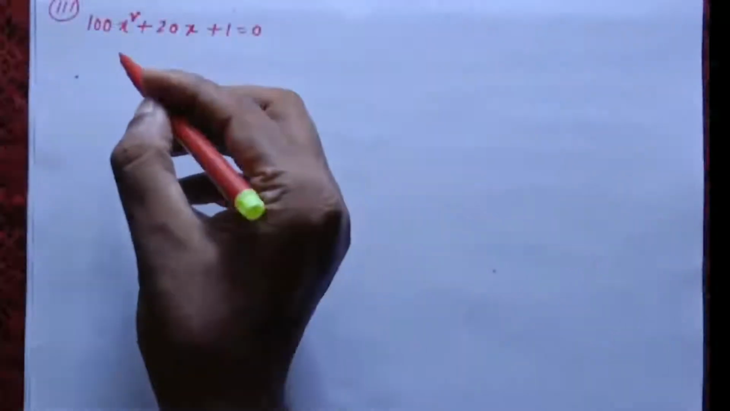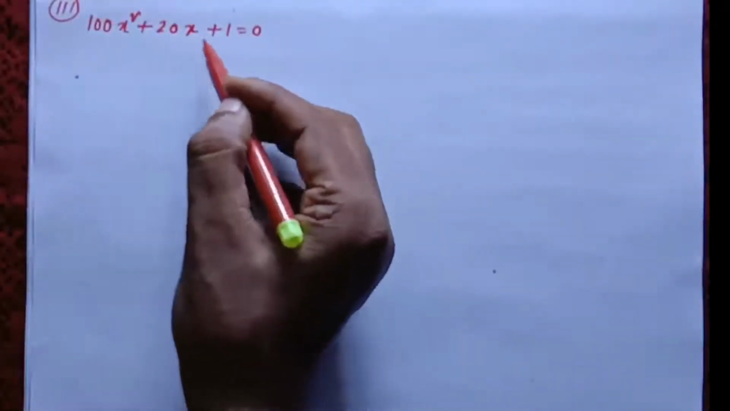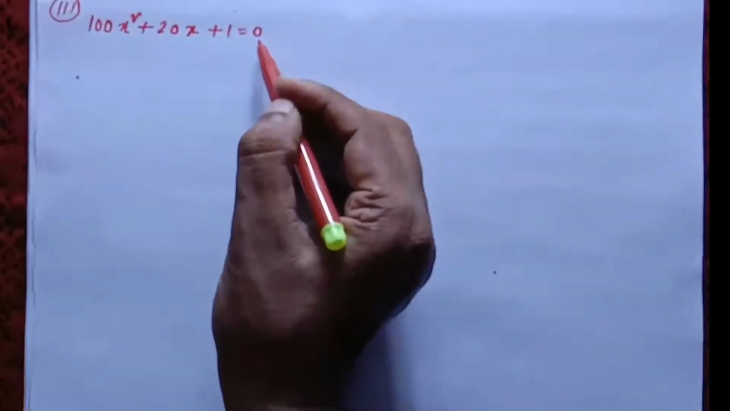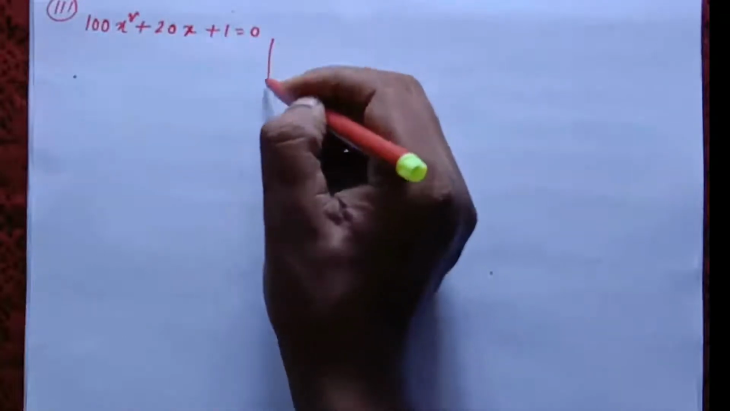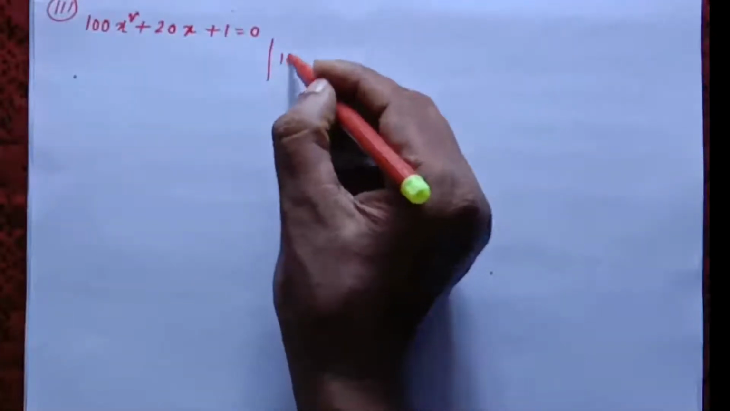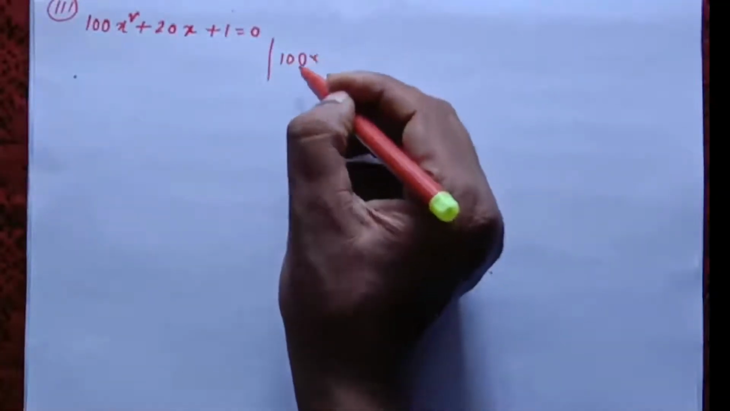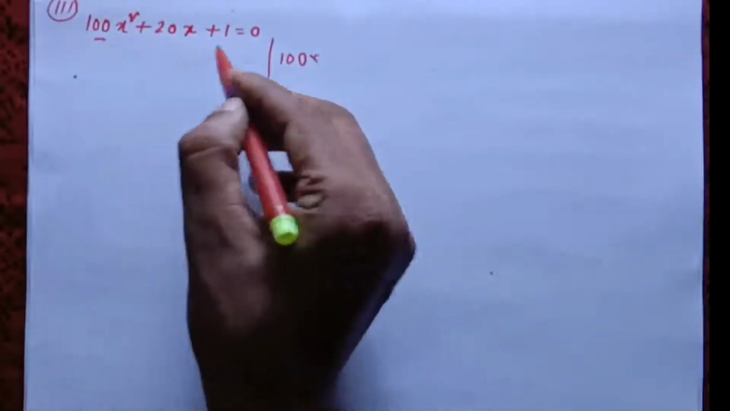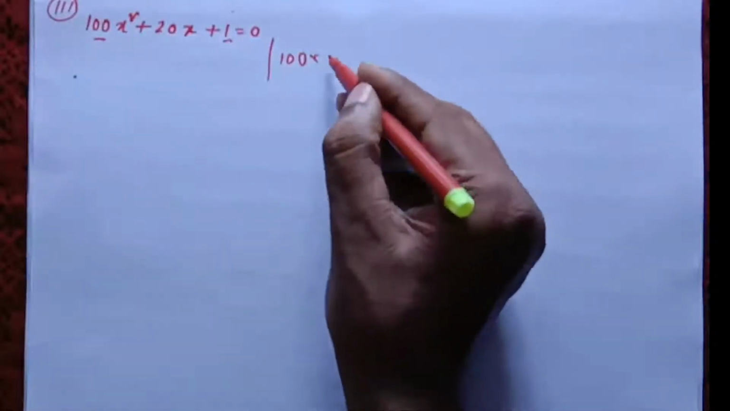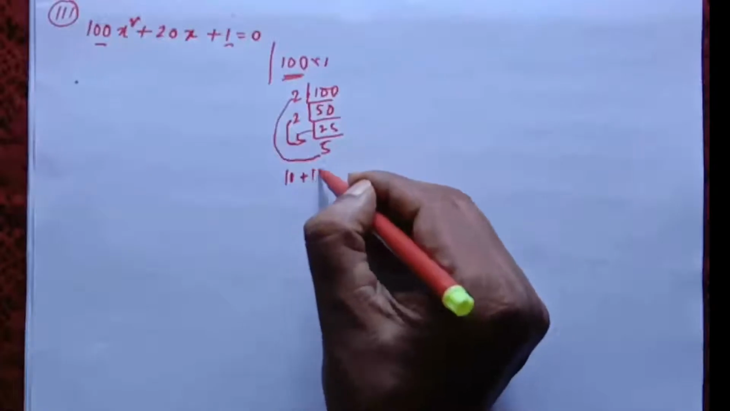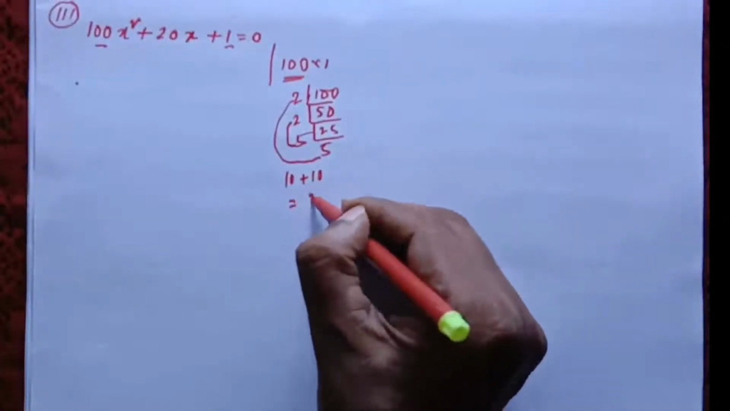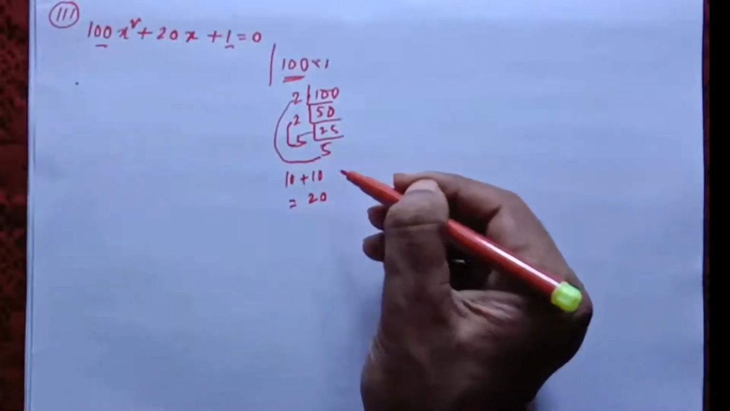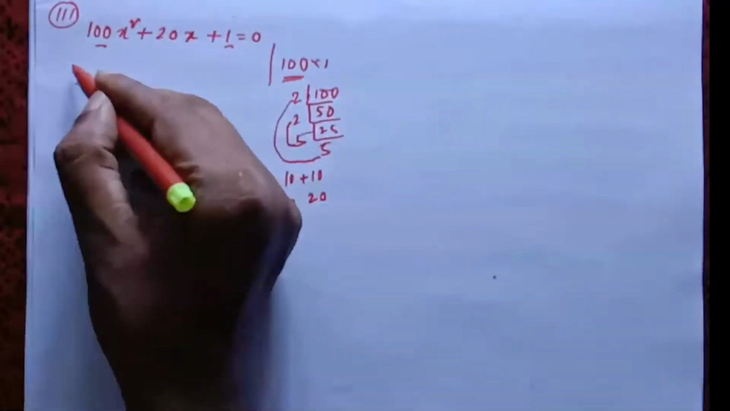Now we have another question, 100x square plus 20x plus 1 equal to 0. Now we take the coefficient of x square as 100 and the constant term as 1. Multiplying gives 100, and 10 plus 10 is our 20. So we get the middle term 20. So let us solve it now.